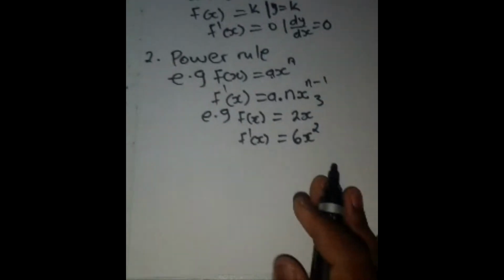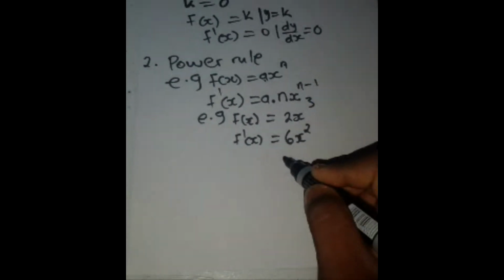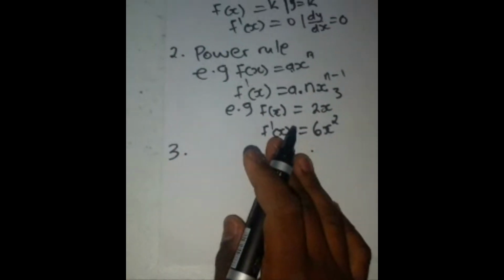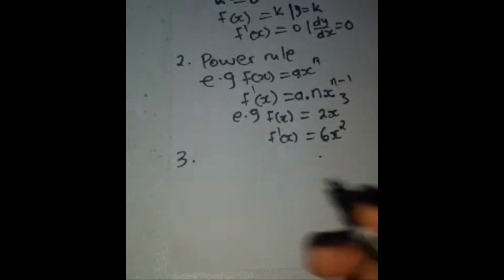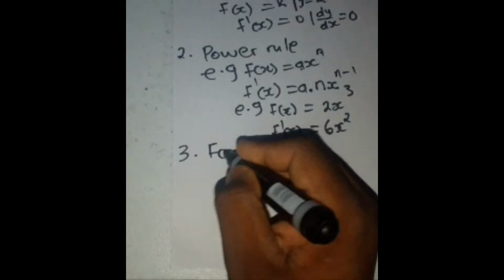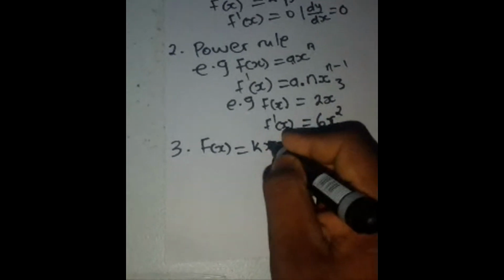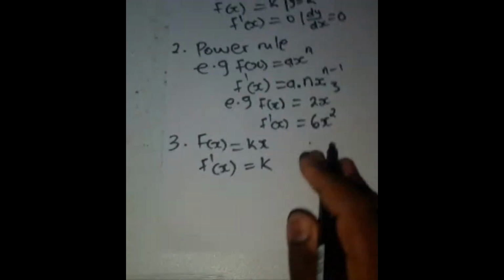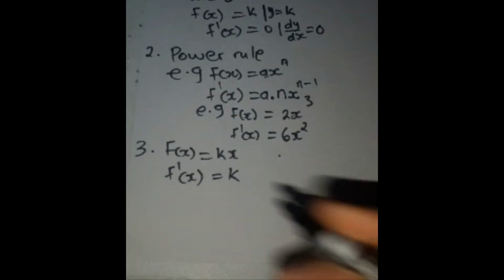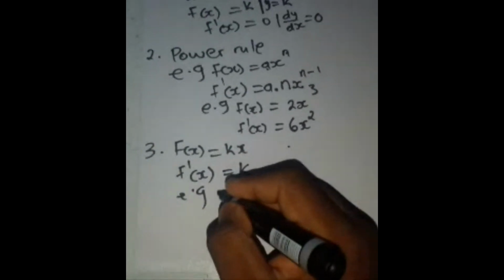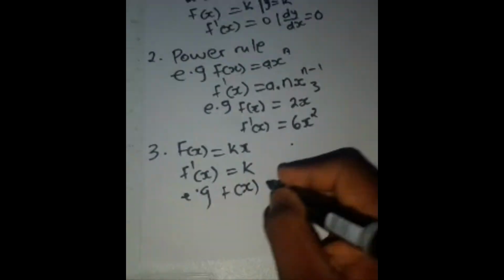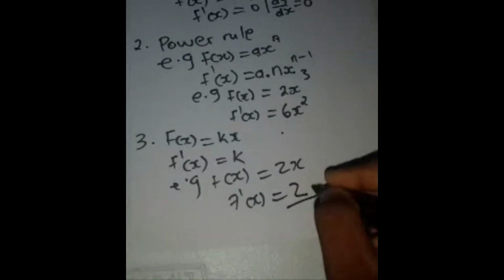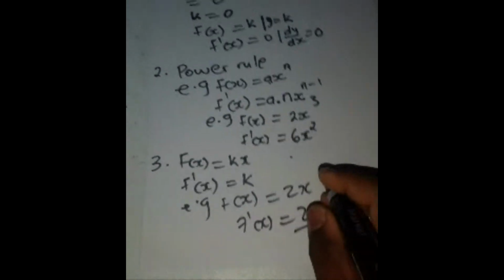Let's go to the next one. You see, it is now 3 times 2, 6, and then 3 minus 1 is 2. Number 3 there. There's another one that I forgot the name of the rule, but it is simply like f of x equals kx. So the first derivative is k. Remember, I chose k as a constant. So for example, if they say f of x equals 2x, then the first derivative there is 2. Yeah, that's how it works.